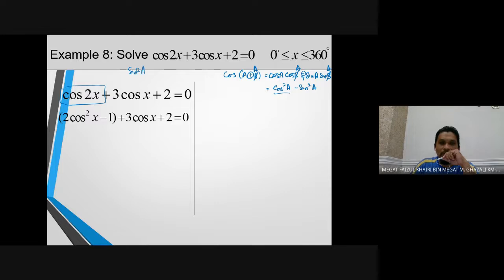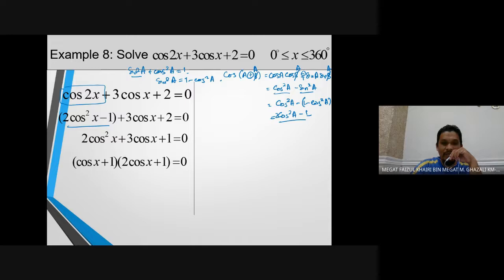From sin square A plus cos square A equal to 1, then substitute with sin square A. Sine square A equal to 1 minus cos square A. So then you get cos square A minus 1 sine square, which is 1 minus cos square A. So cos negative, negative, positive. So cos square A minus 1. There you go. Okay. And then from here, we simplify and we factorize it.